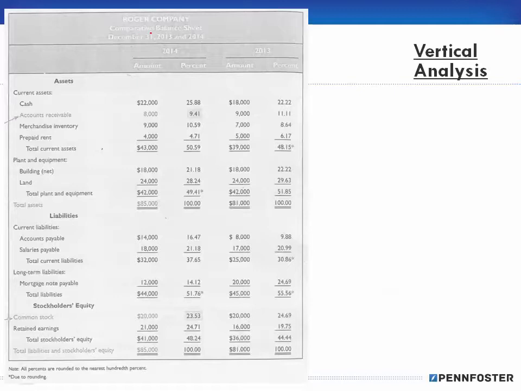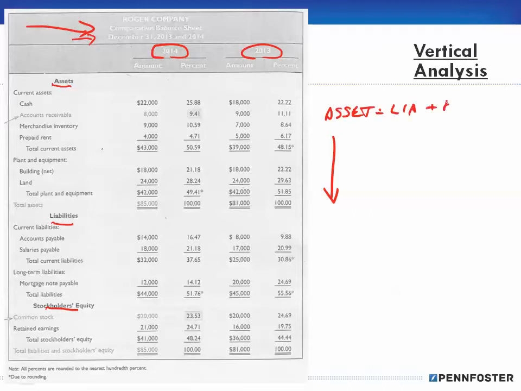This here is a statement, a report, so our heading has to be correct. It has to say it's a comparative balance sheet, or a comparative income statement, and it has to have the correct dates. Here we're looking at a comparison between 2013 and 2014. Since this is a balance sheet, we have our assets, which equals our liabilities and stockholders' equity. Remember from the last video, the accounting equation: assets is equal to liabilities plus equity. We could have seen it in two formats.